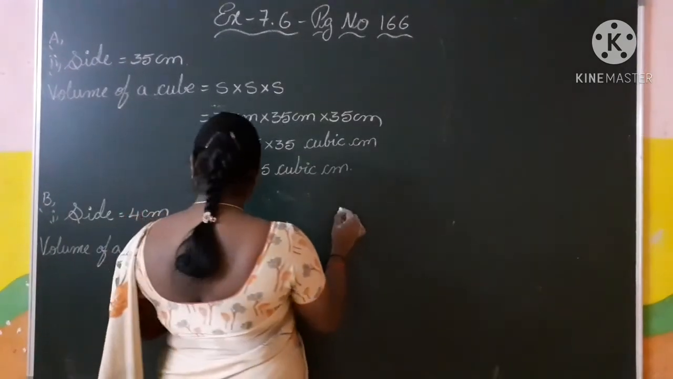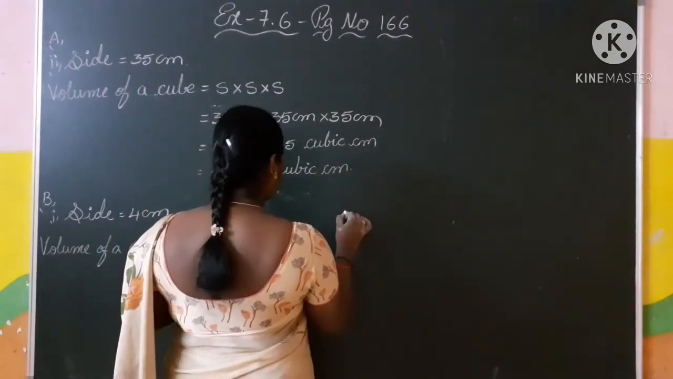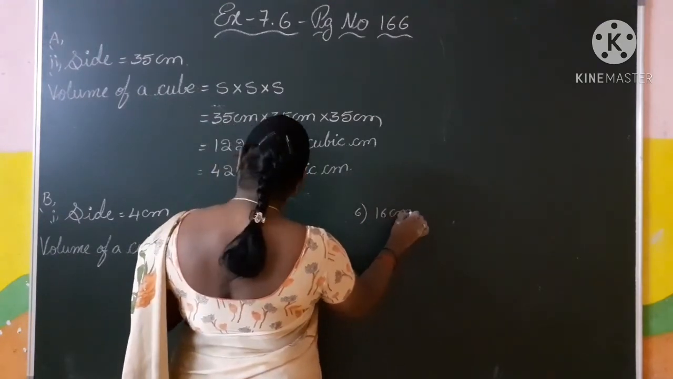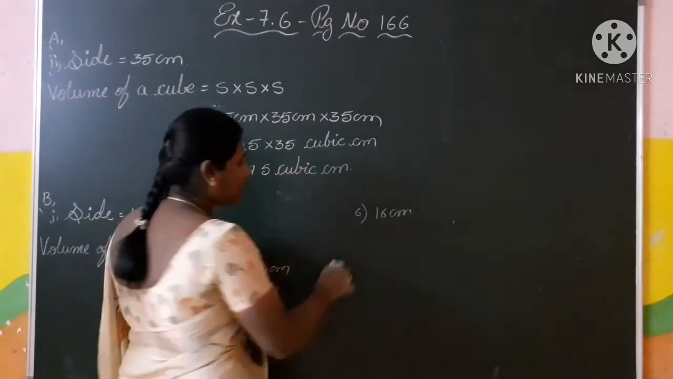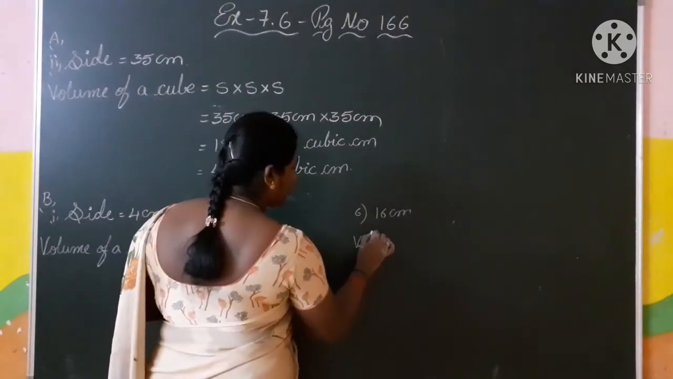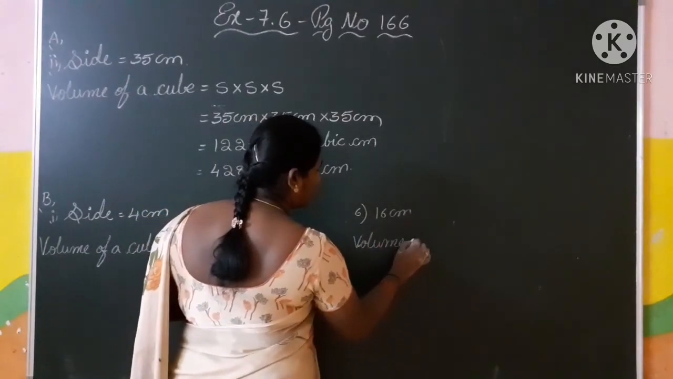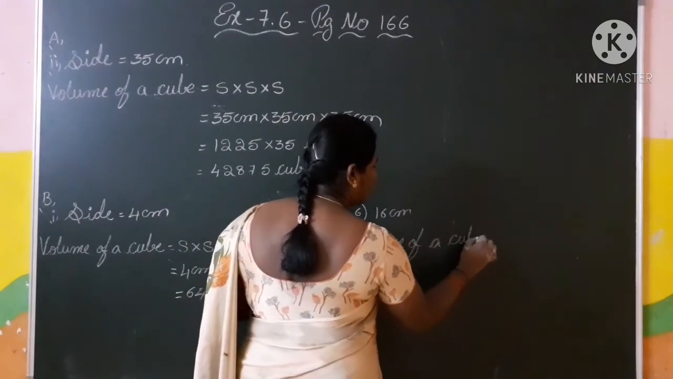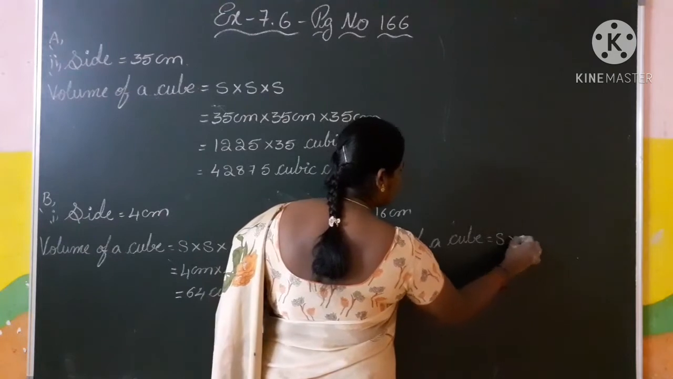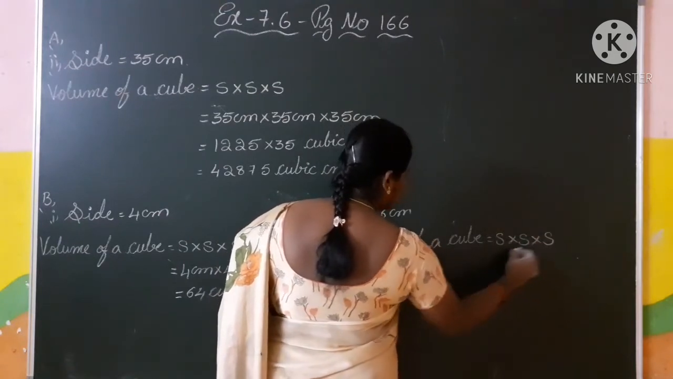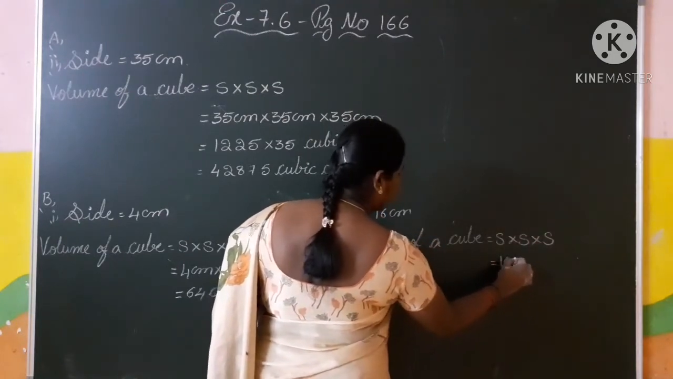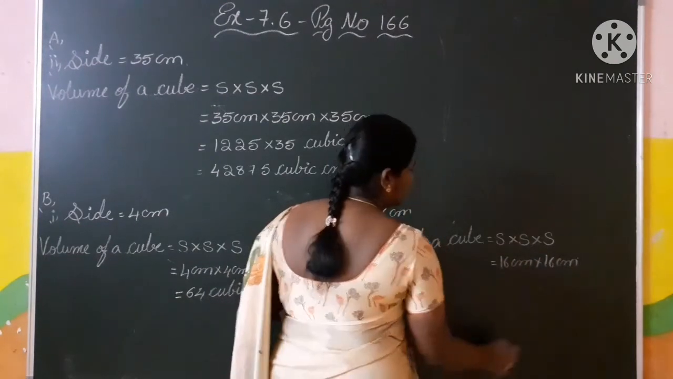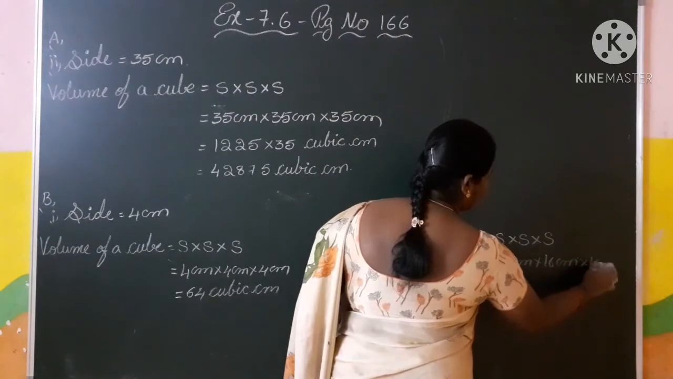Next, C, in that the sixth one, B Roman sixth one, is 16 centimeter given. We have to find the volume of a cube. Volume of a cube is equal to S into S into S. S how much? 16 centimeter into 16 centimeter into 16 centimeter.